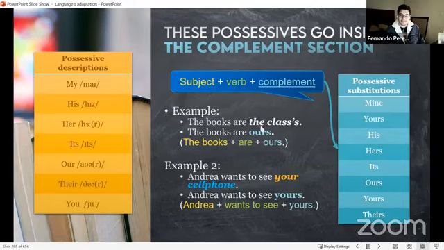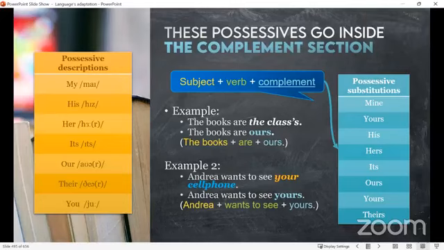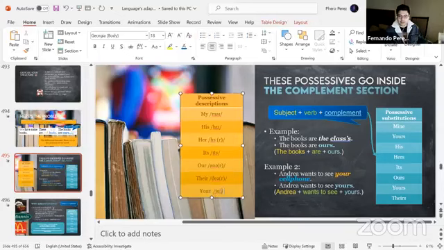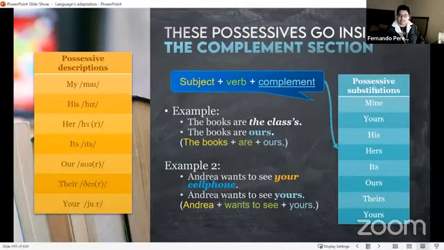Do you understand this? Yes. Sure. Actually, this is incomplete. When this is a possessive and this is a possessive, okay? The two are possessives. The difference is that number one, this is an adjective, and these are not adjectives, these are pronouns, substitutions. Questions?